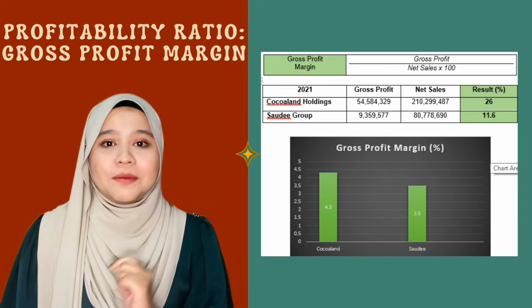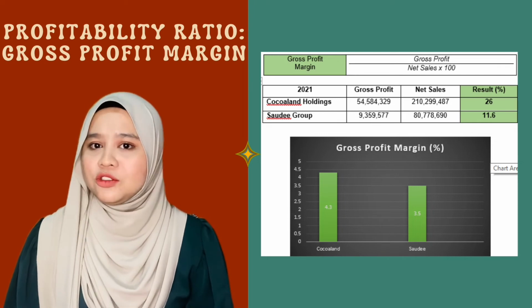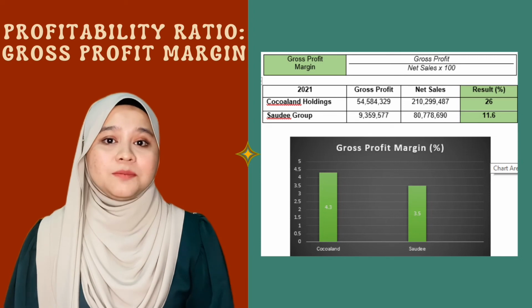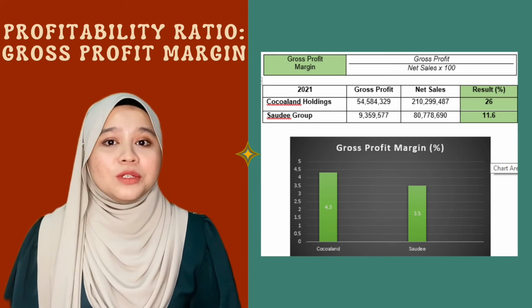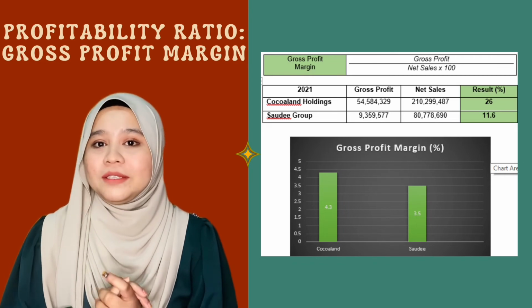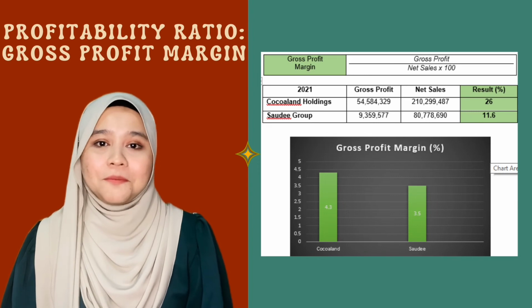Besides, Saudi Group has a lower gross profit margin. This is a hint that Saudi Group needs to address their strategic and tactical productivity to maximize profit. Therefore, when these two companies are evaluated, it is noticeable that Coquelin Holdings Berhad has a higher gross profit margin than Saudi Group Berhad.